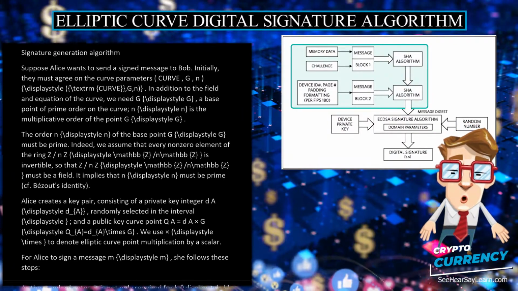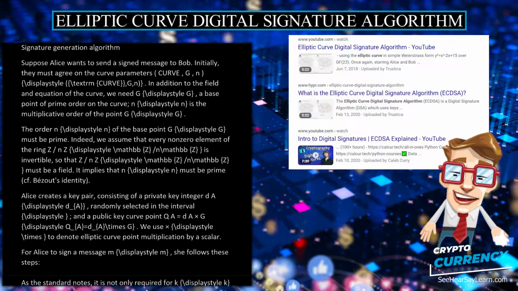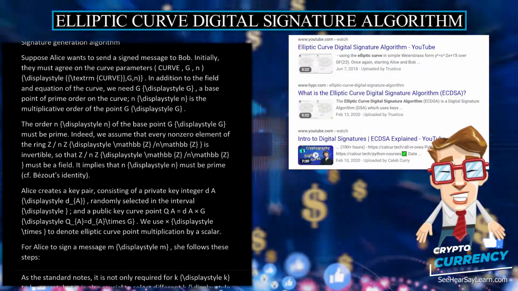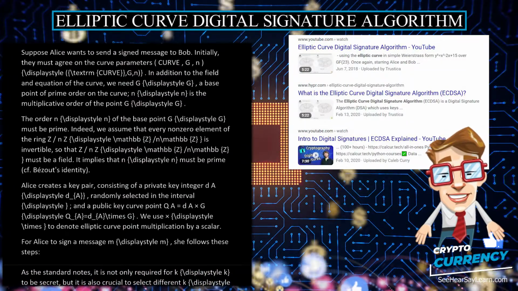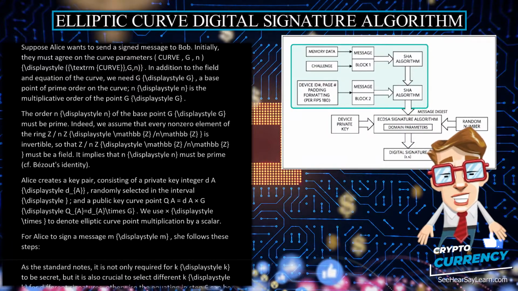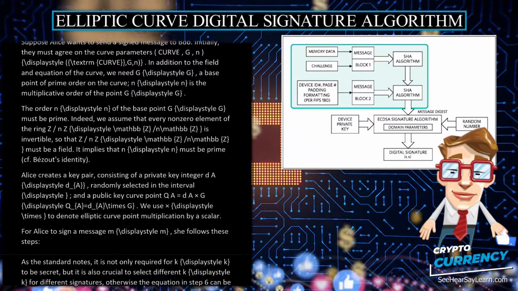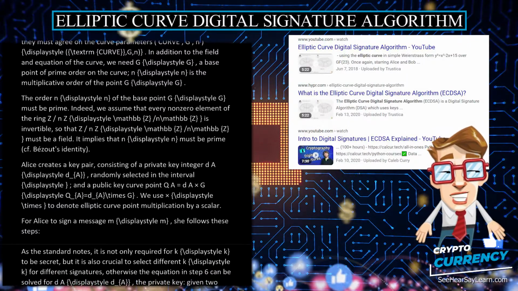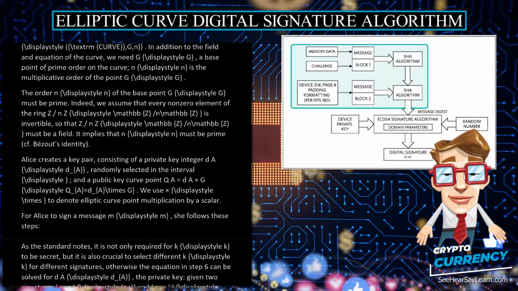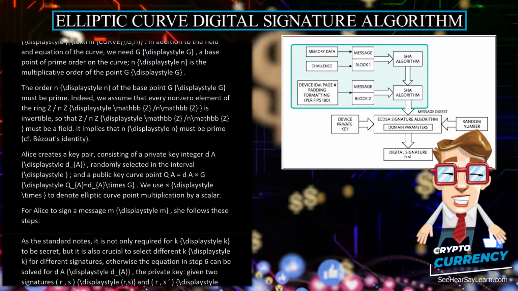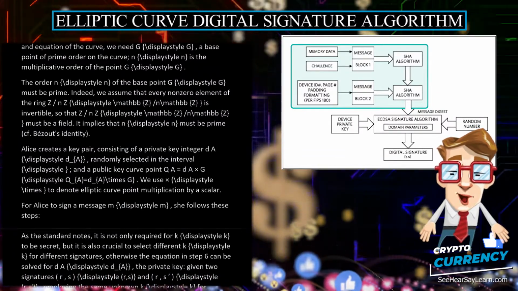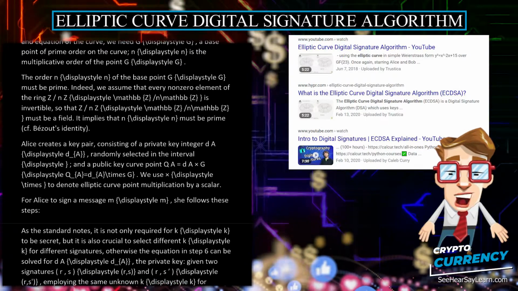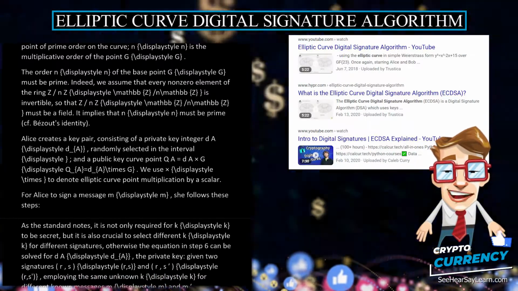Indeed, we assume that every non-zero element of the ring Z/nZ is invertible, so that Z/nZ must be a field. It implies that N must be prime.